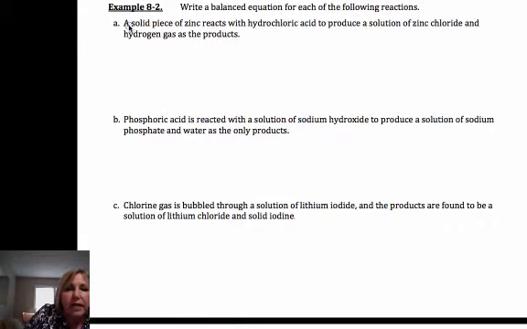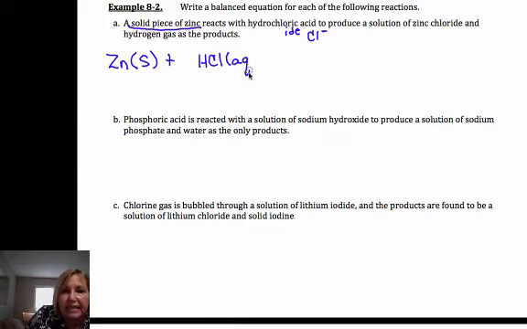So let's parse out this phrase here. I have a solid piece of zinc. So my symbol for zinc is Zn. You might want to refresh your memory on those. And it said solid piece, so I'm going to put a little S there. Reacts with means I'm going to put a plus. Hydrochloric acid, hydro-ic came from ide, so that meant chloride. So that means I have HCl, and since it's an acid, I have to put an AQ.